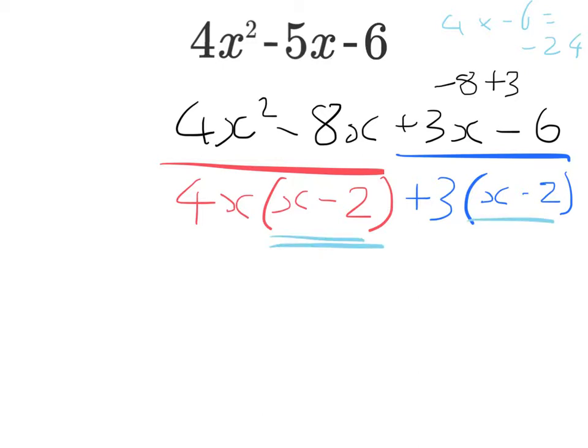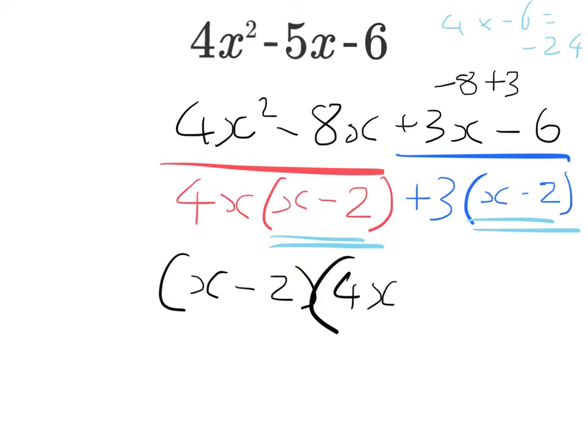Again, common factor, so this can be removed. I can take out x minus 2. What have I multiplied x minus 2 by? Well, in the first case I've multiplied it by 4x, and in the second case I've multiplied it by positive 3.